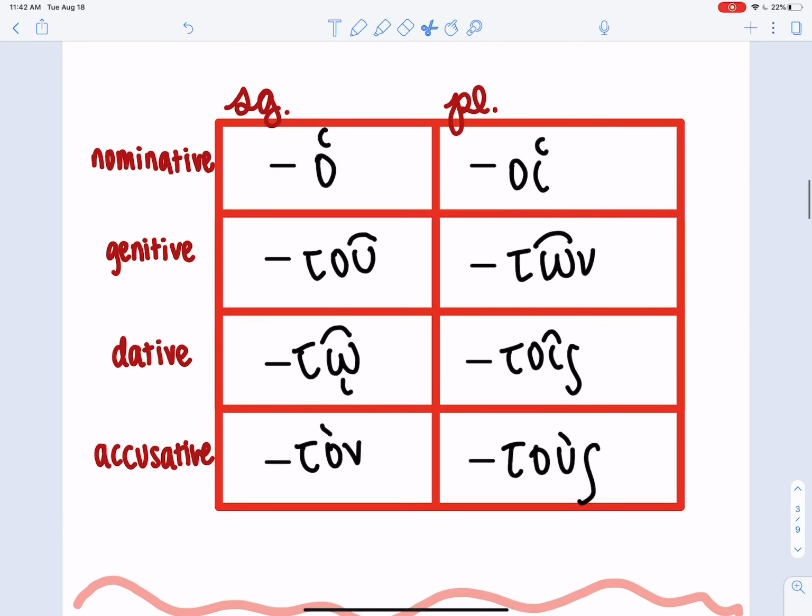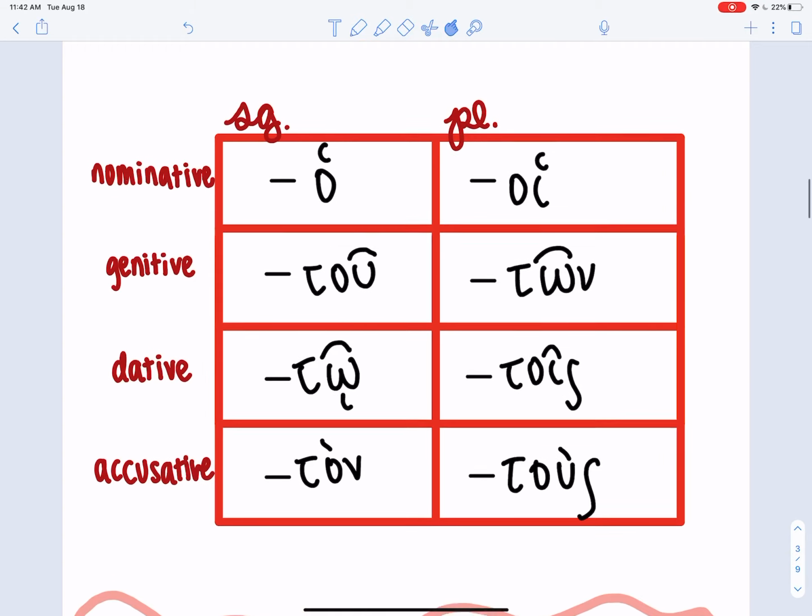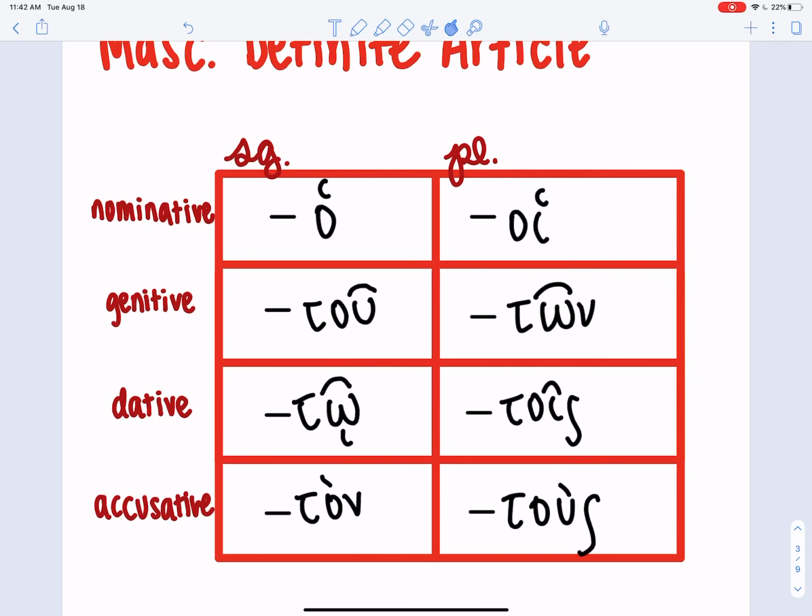And remember that we don't have a vocative anywhere, right? Because in the vocative, we use ō, omega with smooth breathing and a circumflex, but that is not technically an article, so we don't include it here.